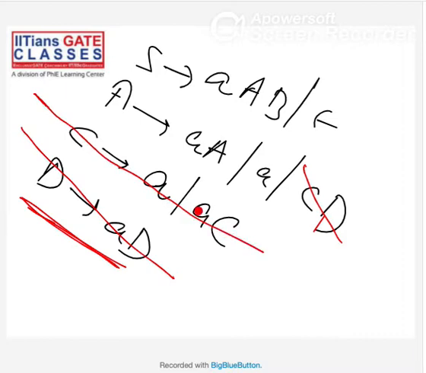That's why I told you, first you remove the not generating symbols. So you can see here D is a not generating symbol. So first you remove not generating symbols. Then you remove unreachable symbols. So we have removed not generating symbols. After that we have removed not reachable symbols. So this also will be gone. This also will be gone. Finally, this is your simplified grammar. We have removed all the useless symbols.